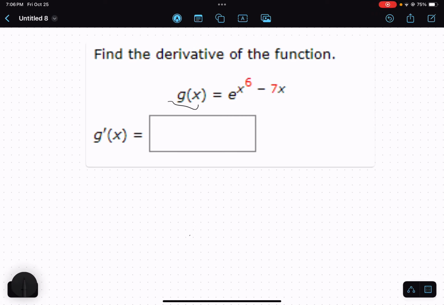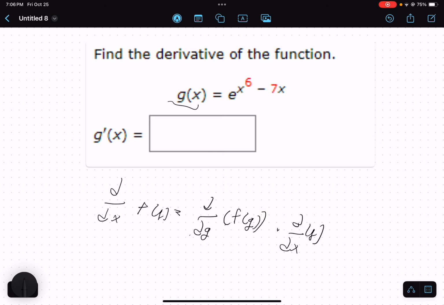This is how you find the derivative of a function using the chain rule. When we're doing the chain rule, we're going to write out the formula right here. It's the derivative of f of g equals the derivative of f at g, times the derivative of g. So we're going to plug the values on the right side over here into this equation.